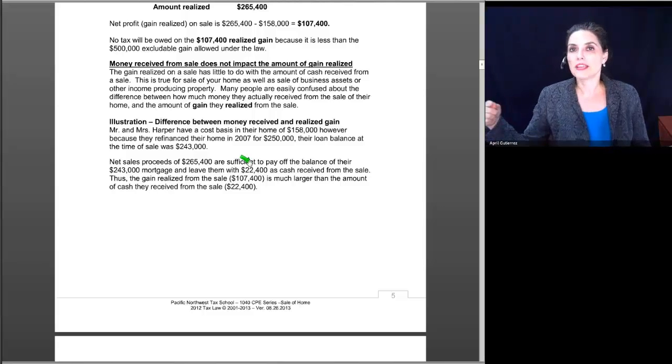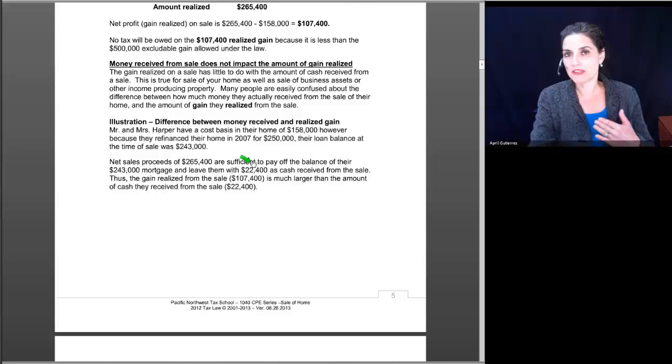The $22,400 of cash has absolutely nothing to do with the profit realized on the sale, but in the mind of the taxpayer, it could. And it's just been my experience that they often think that way. And quite frankly, I've run across one or two tax preparers who think that way as well. So it is important to disassociate those two things. Now, in the sale of a home, it's not going to matter as much because the exclusion is probably going to make it all tax-free anyway.